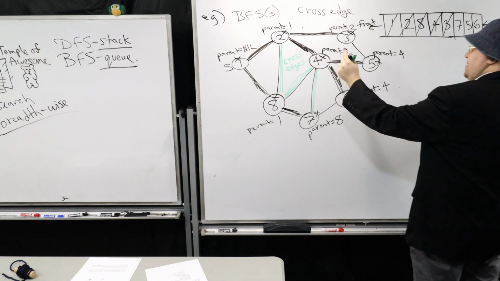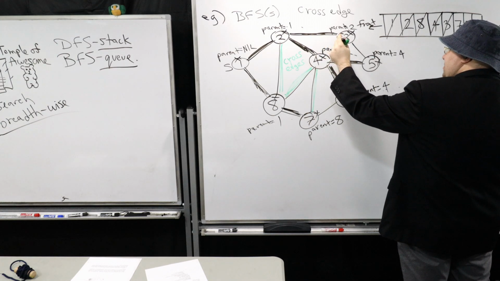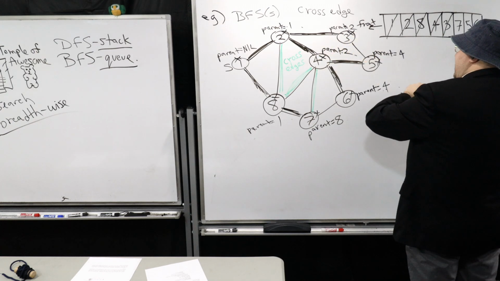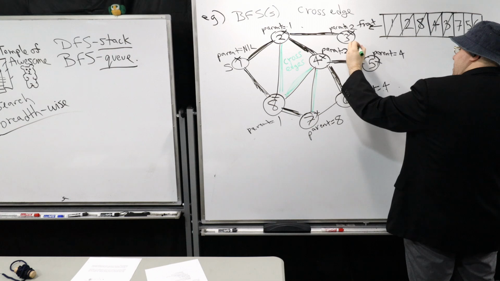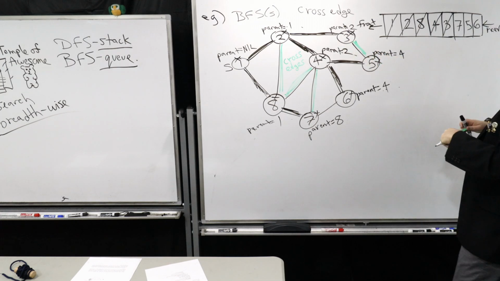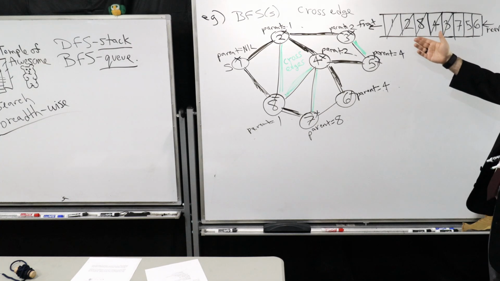Now I look at all my incident edges. I look for the ones that are unlabeled. This one's already labeled, so I don't need to do anything here. This edge isn't labeled. However, this endpoint is already marked, so this is going to be a cross edge. And then I have considered all the ones for 3.